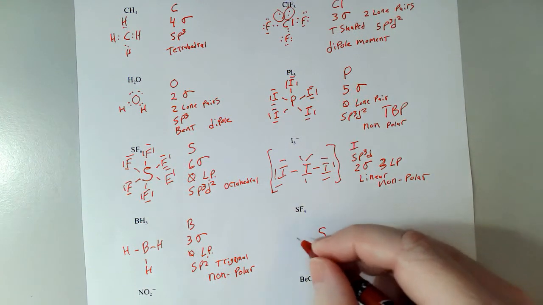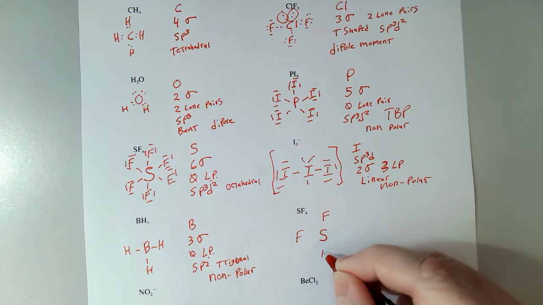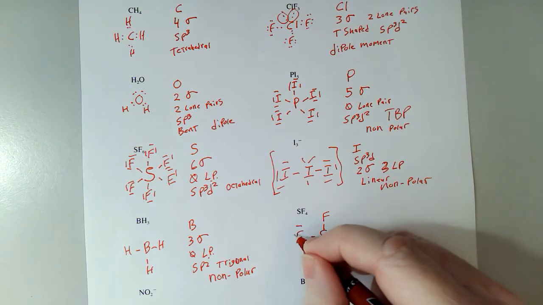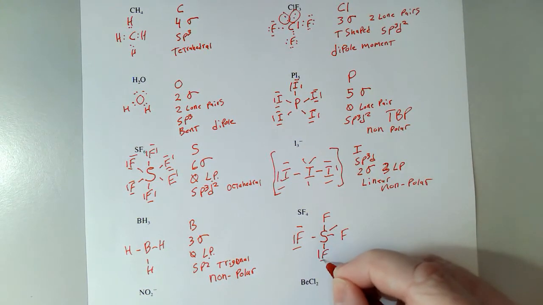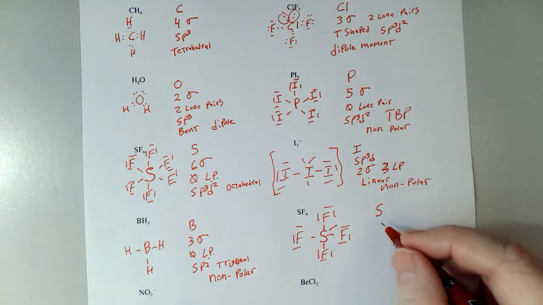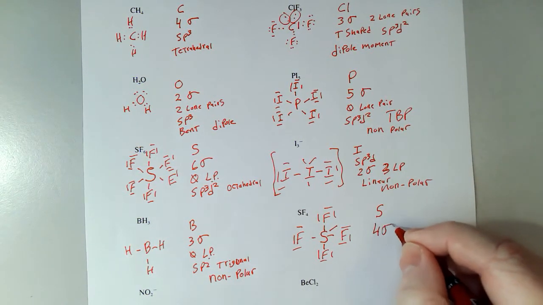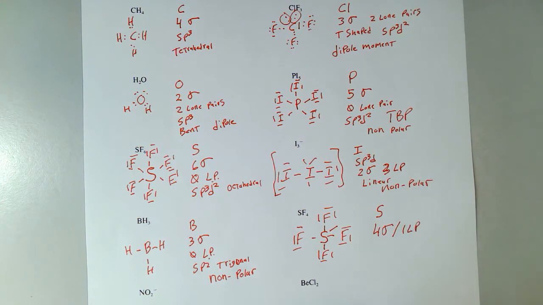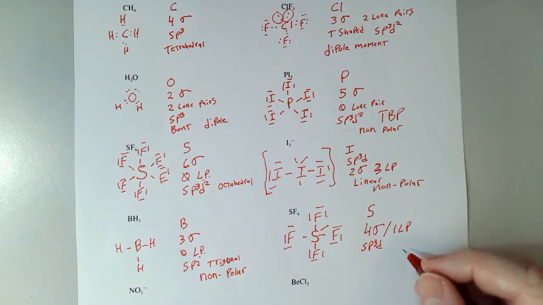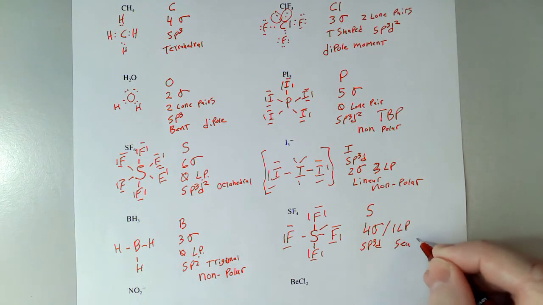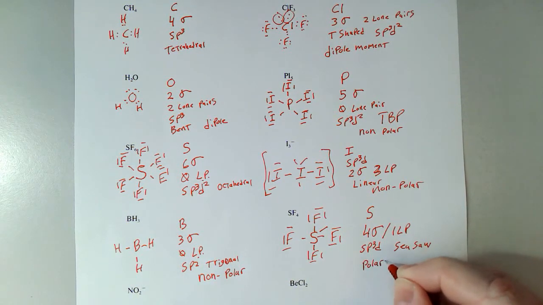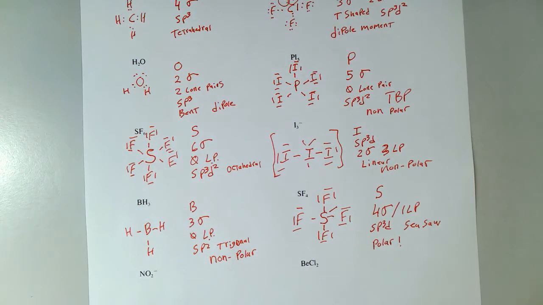SF4, sulfur. Fluorines. We did this one actually in the lecture outline also. Lone pair on the sulfur. So sulfur's in the middle. Okay. It has 4 sigma bonds and 1 lone pair. It's an sp3d. Okay. The shape is seesaw. Okay. And it's polar. It has a dipole moment. That is a polar molecule.